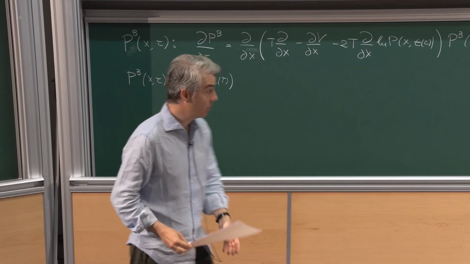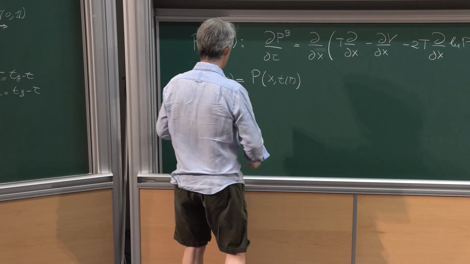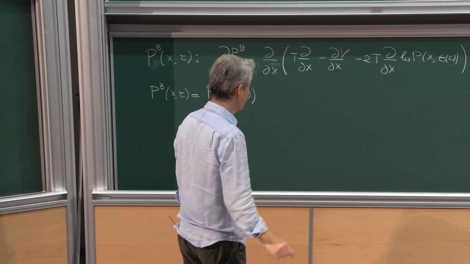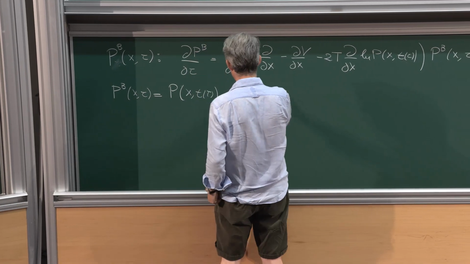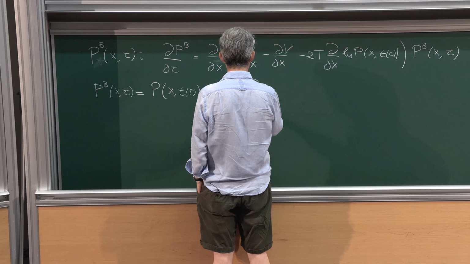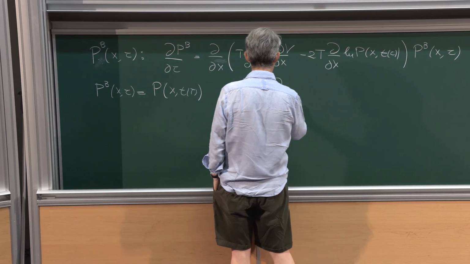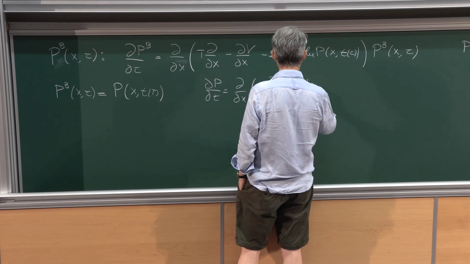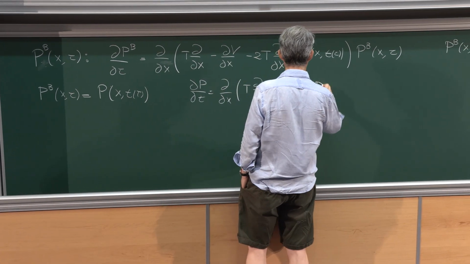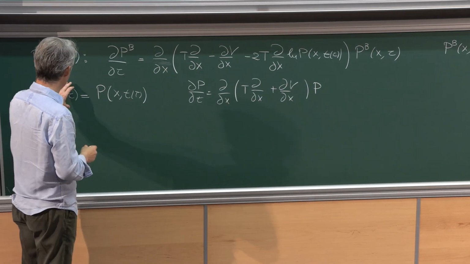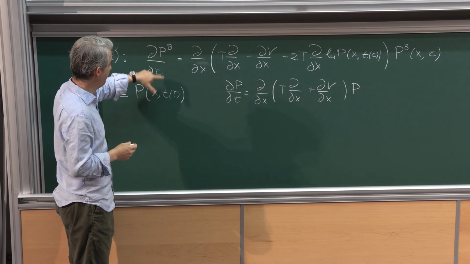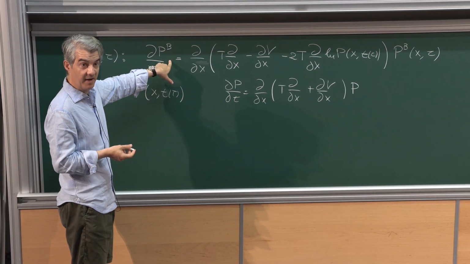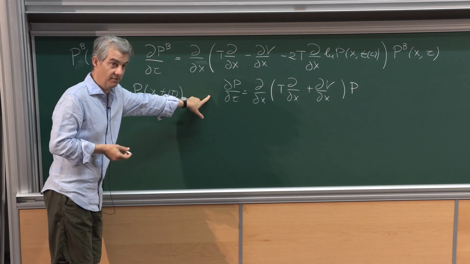Okay, so how do we show this? Remember, p of x and t verifies the forward Fokker-Planck equation. So it means that p of x and t verifies the equation dp dt equal to dx of T dx plus dV dx p. What I'm going to do now is plug in this ansatz and see that it verifies this equation, using the forward equation.